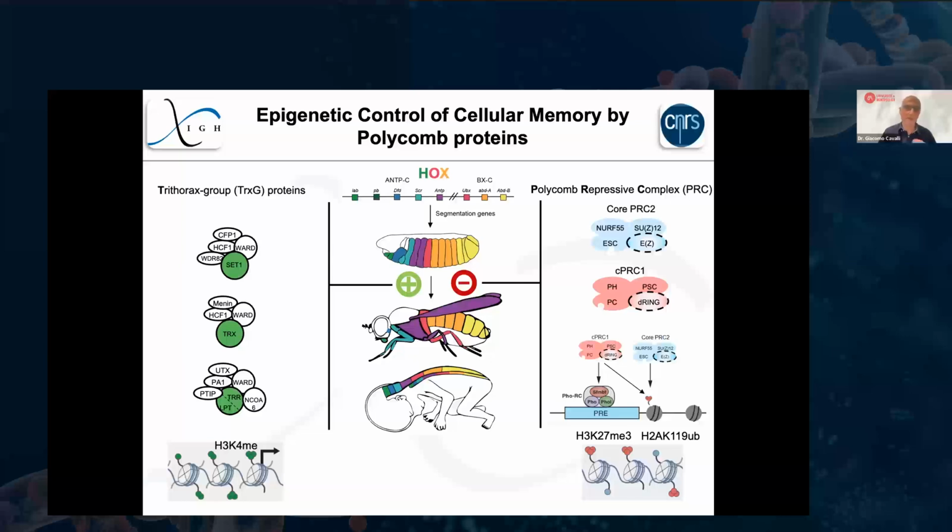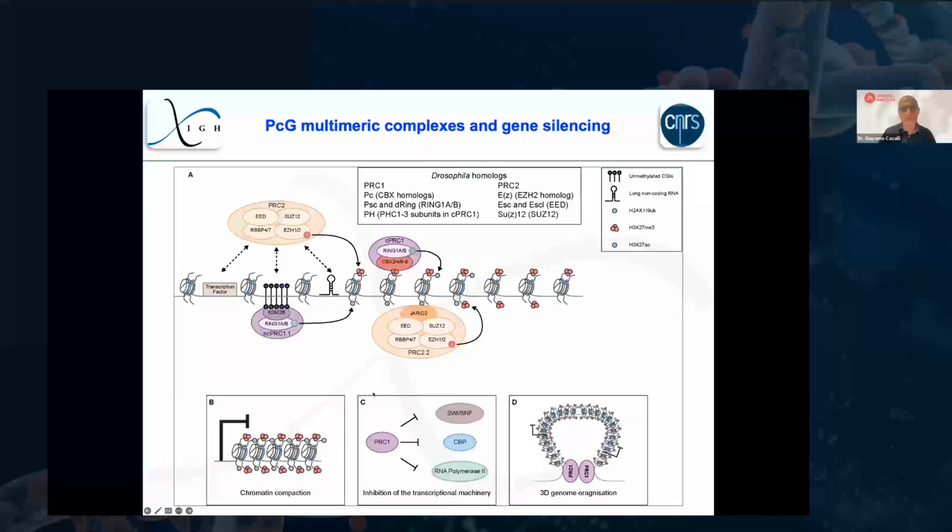And there is an opposing or complementary class of proteins called Trithorax group or COMPASS proteins, which have chromatin remodeling and histone modification abilities, like histone methylation and acetylation, that are doing the opposite. They're maintaining the on state of the same genes in the right place. So how do Polycomb proteins act? There are multiple ways in which they, first of all, find their targets and then repress their target chromatin.